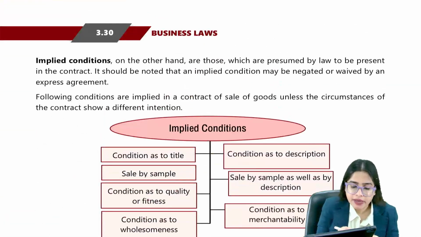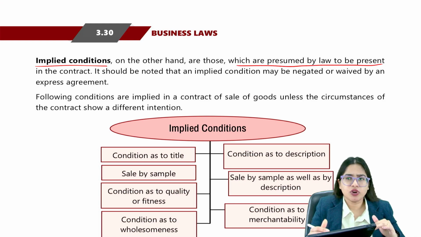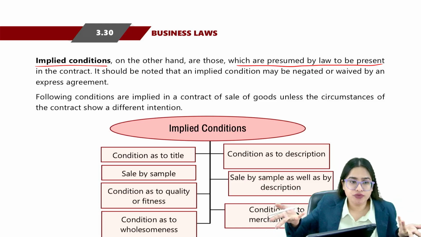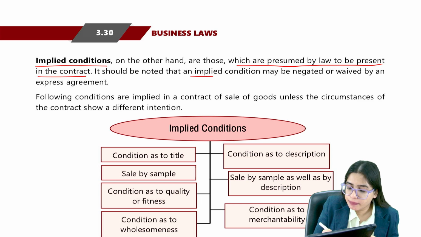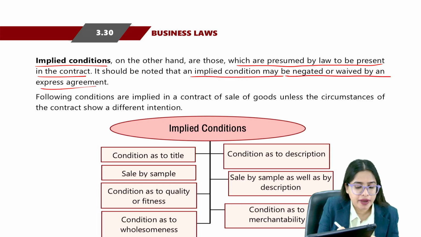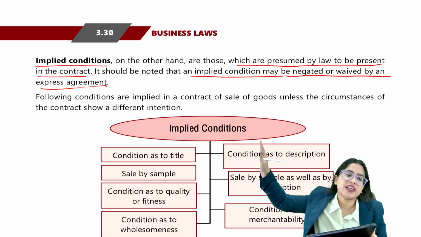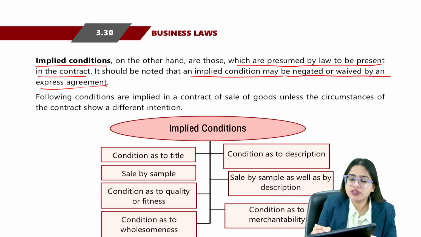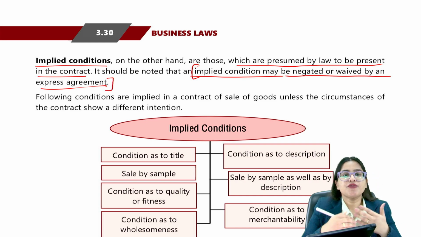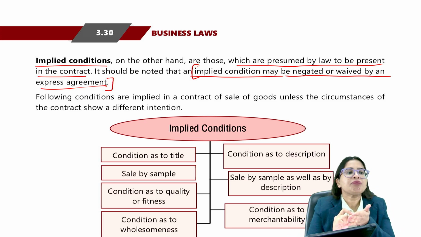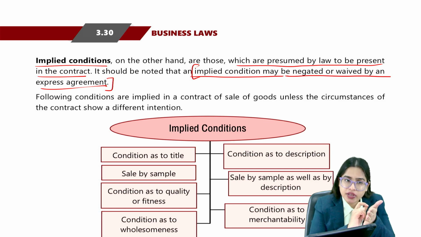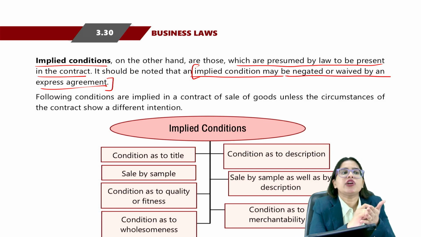And what do you mean by implied condition? Implied condition means which are presumed by the law, which are assumed. It is assumed by the law to be present in the contract. It should be noted that implied condition may be negated or waived by express agreement. This is given in the notes also, which means if you don't want implied condition to apply, then you can waive it off in the agreement. In the agreement you can write that implied condition will not apply to us.